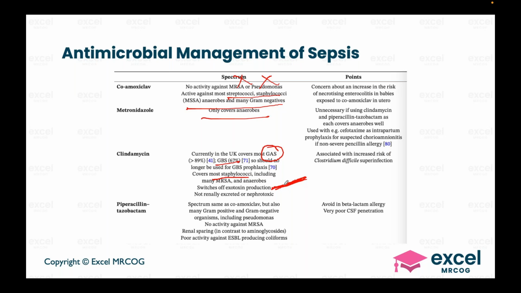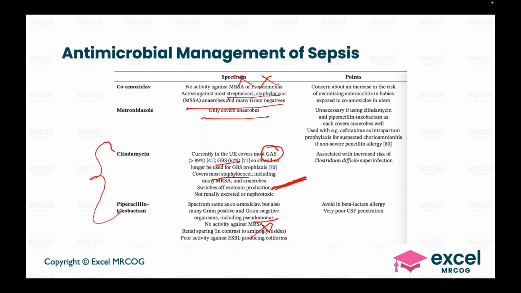It is not nephrotoxic. So in sepsis, one of the first organs to fail is the kidney. So you can give clindamycin safely. It is not toxic to the kidney. Okay. Piperacillin tazobactam is again the first line for sepsis, and it covers most of your gram-positive, most of your gram-negative organisms. And unlike co-amoxiclav, it covers Pseudomonas, but it does not have any activity against MRSA. And it is renal sparing in contrast to your gentamicin, which is an aminoglycoside. Okay, so both your first line medications are safe with the kidneys.